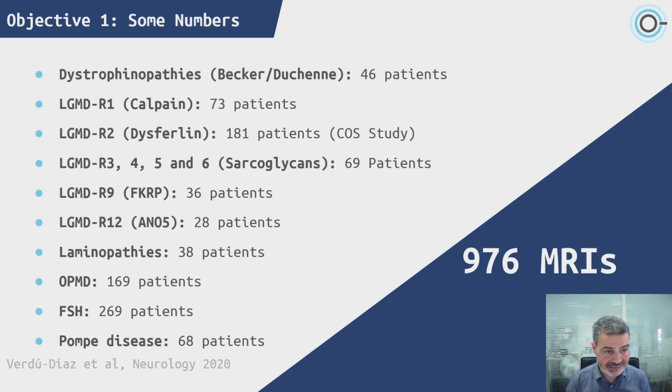So these are the diseases that we work with in the first project. As you can see, these are muscular dystrophies, some of them very well known, like dystrophinopathies. There are also some limb-girdle muscular dystrophies: calpain, dysferlin, sarcoglycans, FKRP, ANO5, and other diseases that can mimic some of the clinical features of patients with limb-girdle, like for example oculopharyngeal muscular dystrophies, laminopathies, FSHD, or also Pompe disease.